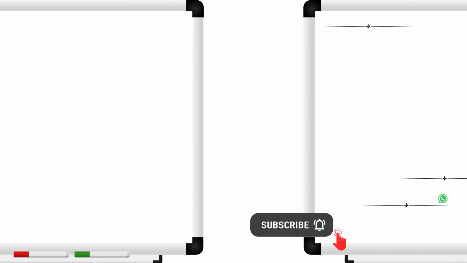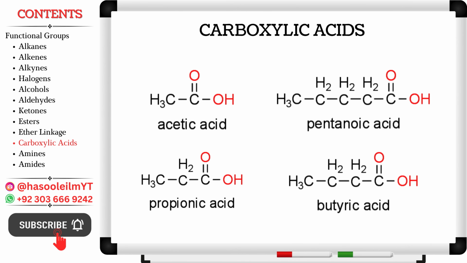Now, let's turn our attention to carboxylic acids, featuring a carboxyl group. These are the structural formulas for carboxylic acids with up to 5 carbon atoms.